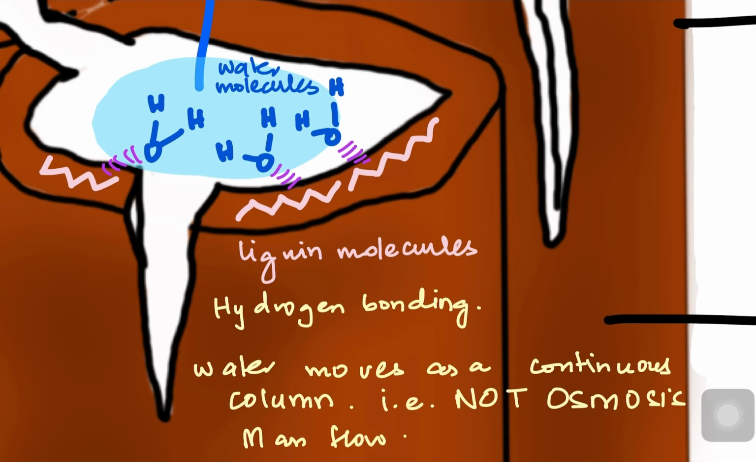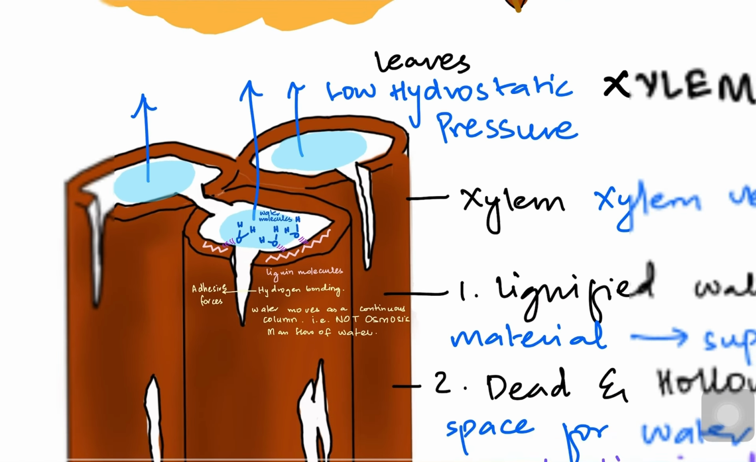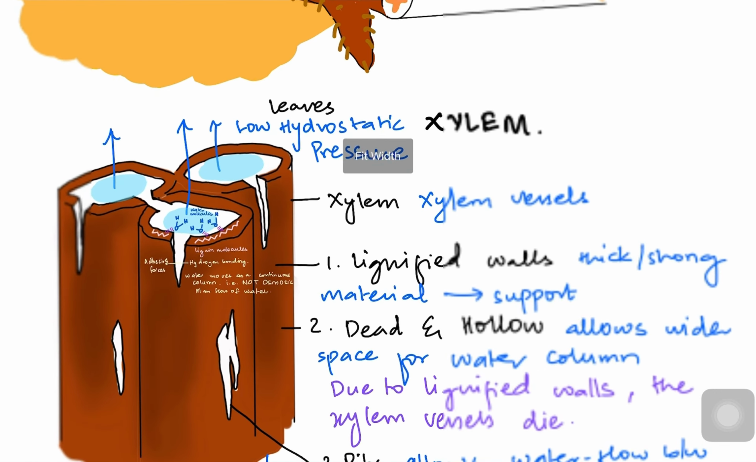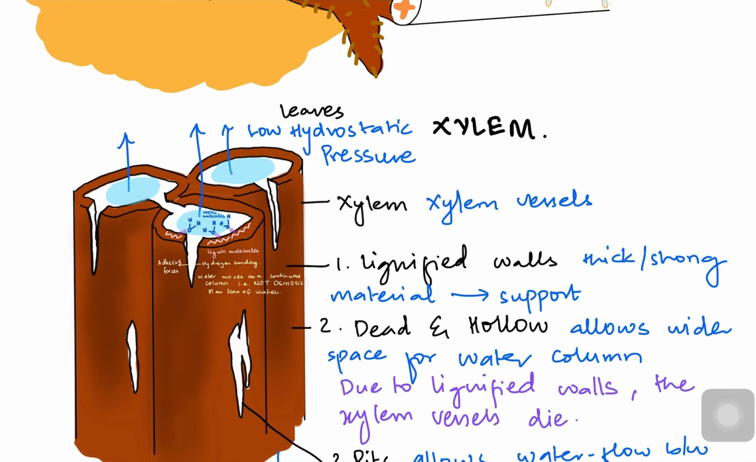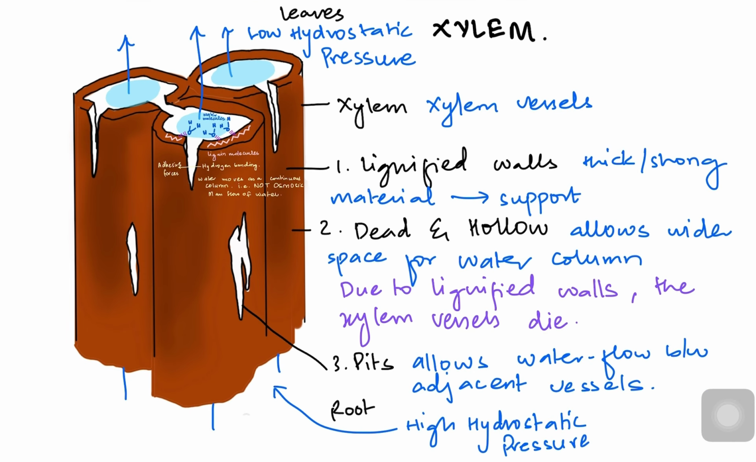This is not happening as osmosis. This is known as mass flow of water. It happens because of a phenomenon known as transpiration pull. We will talk about it in the upcoming videos. Hydrogen bonding is a very important phenomenon. Hydrogen bonding provides these adhesive forces between the water molecules and the cell wall of the xylem. I hope the overall idea about xylem is clear to us, because we will be using these ideas to solve past paper questions. Stay tuned, guys.